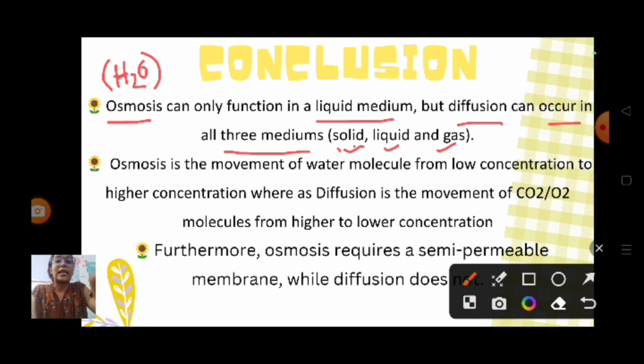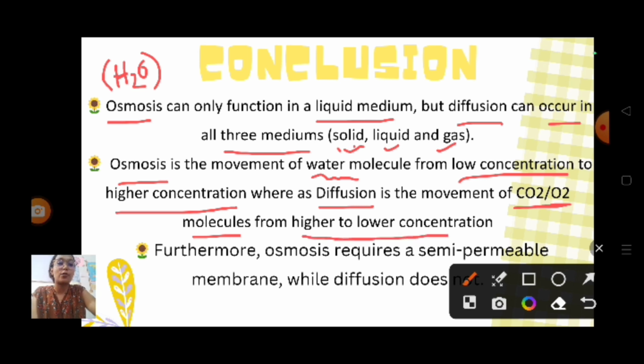Okay. Now next point. Osmosis is the movement of water molecules from lower concentration to higher concentration. And diffusion is the movement of carbon dioxide or oxygen molecules from higher to lower concentration. This is important from this chapter perspective.